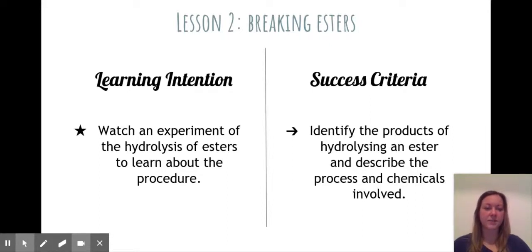We wanted to identify the products of hydrolyzing an ester. So if we hydrolyze an ester, we get a carboxylic acid and an alcohol that were used to make the ester. Describe the process. We have to heat it under reflux and then distill off the alcohol. And the chemicals involved are that we have to use a strong alkali for hydrolysis to take place. Hopefully we can all do that.